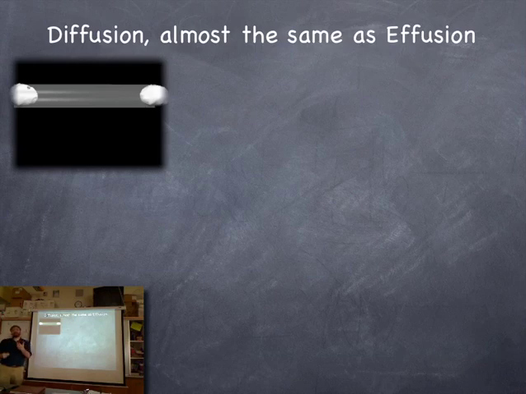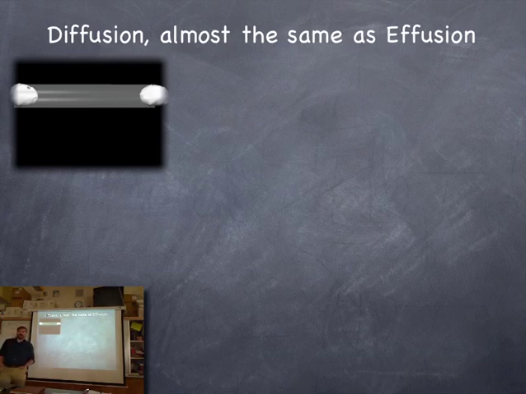Now, they don't move at exactly their root mean square velocity. There's a lot of bouncing around of particles, which is why diffusion is a little bit more complicated. But again, the ratio will work. We can use the ratio of diffusion rates just like we would use the ratio of root mean square velocities or the ratio of effusion rates.